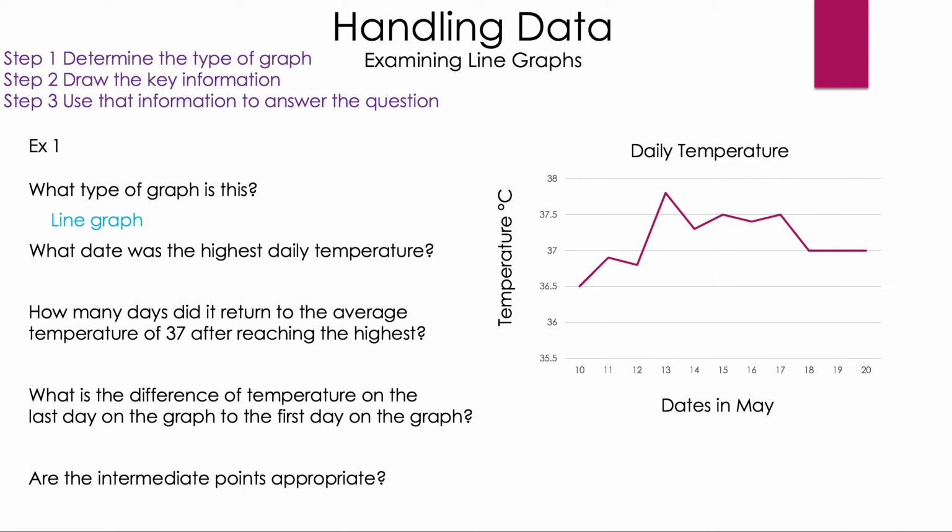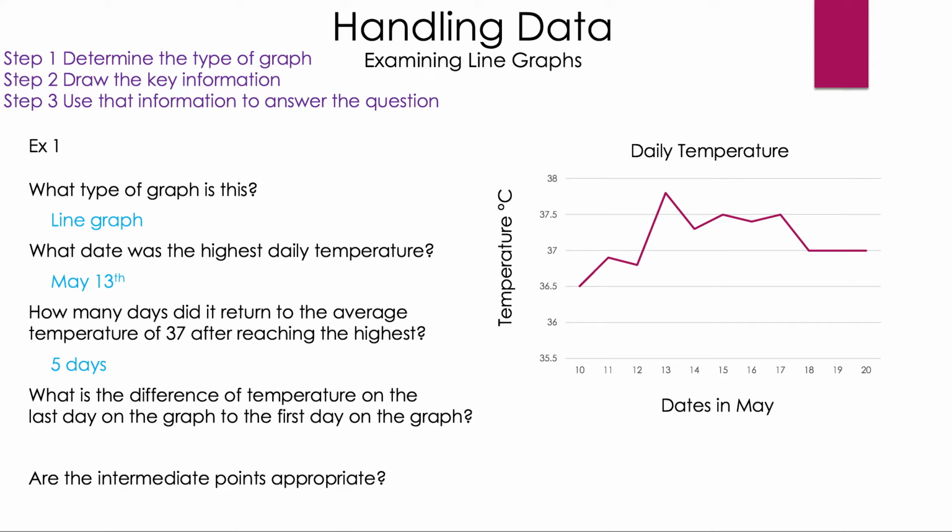And what date has the highest daily temperature? We're looking for the highest point on the graph, and that is May 13th. How many days does it take to return to the average temperature of 37 after reaching the highest? This is where we draw the key information. The highest we just found was day 13, and the first day of temperature 37 is day 18. We subtract the two days and we get 5 days as your answer.